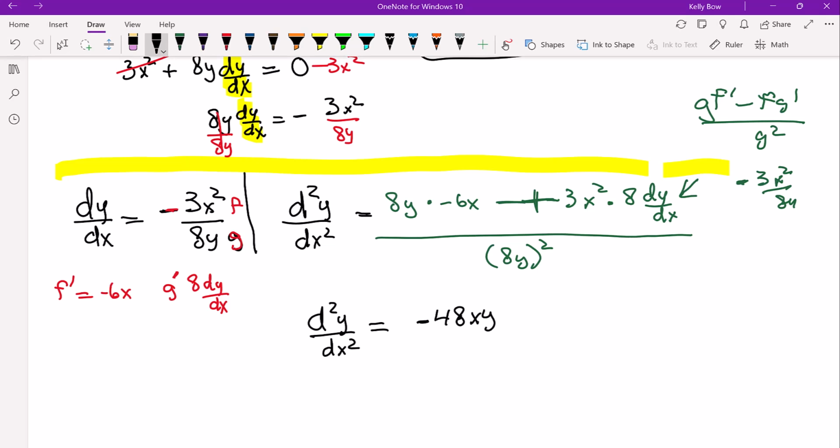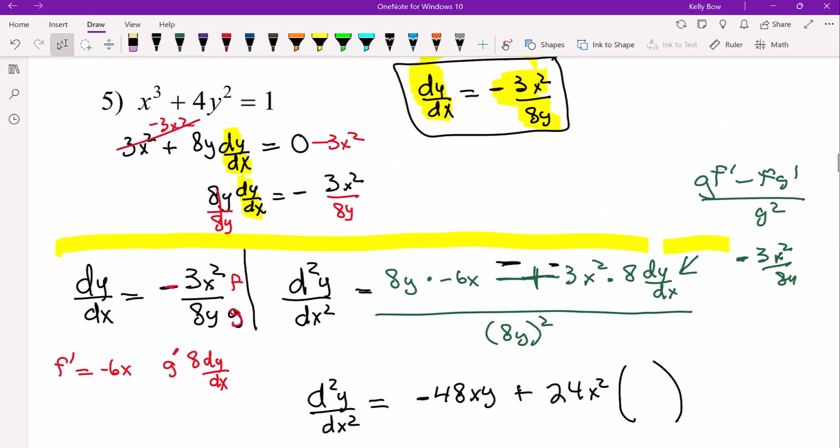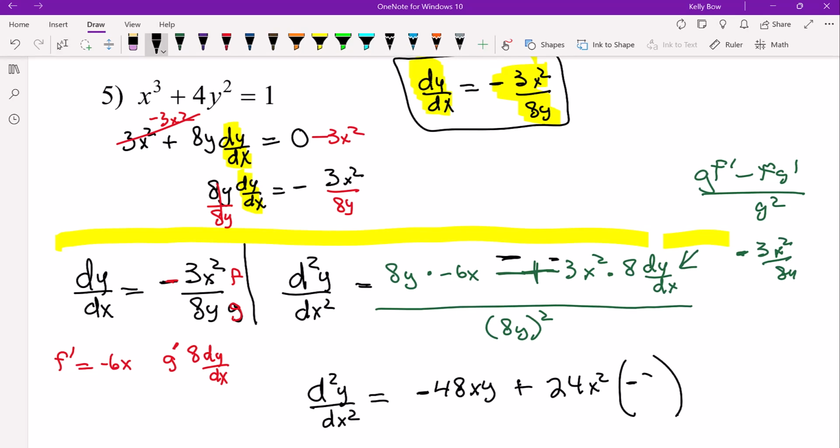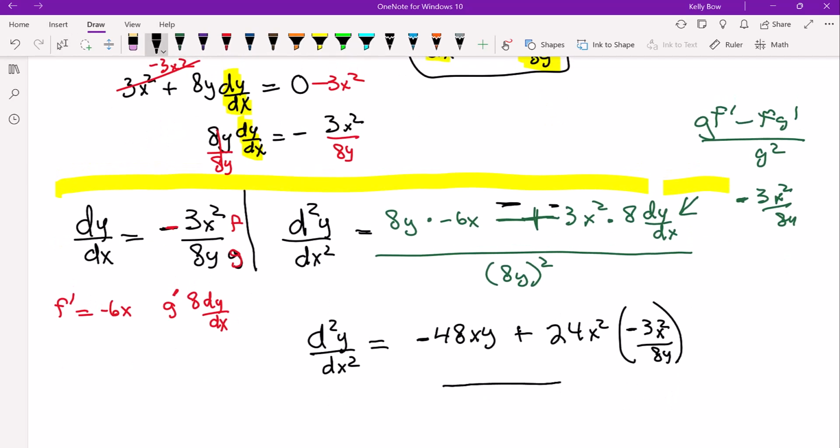And we already said that this was subtract and negative, so that becomes plus. Now we've got 3x squared times 8, that's 24x squared, but now we're going to multiply it by dy/dx, and dy/dx is negative 3x squared over 8y. And then all of that will be over 8y squared, which is 64y squared.